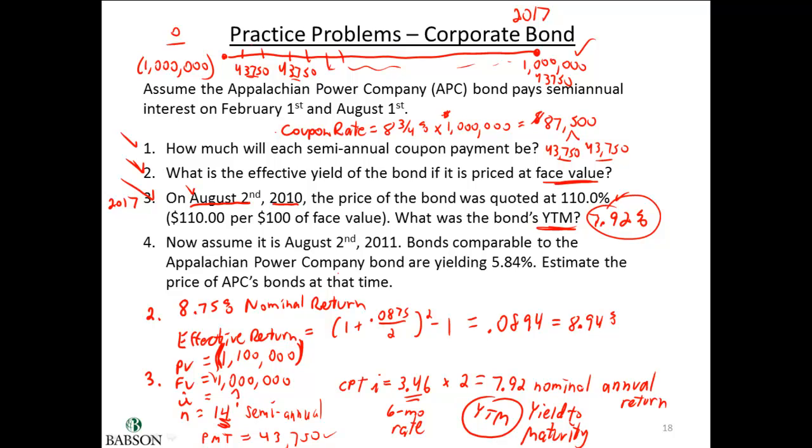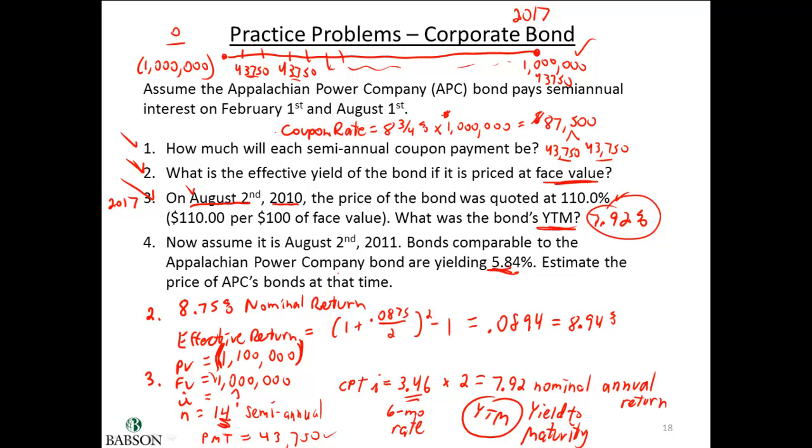Okay, so one more question for this problem. Fast forward a year. So now it's August 2nd, 2011. Bonds similar to this one are yielding 5.84%. So the question is, will that have an impact on the price of this bond? So I want you to think about that for a few minutes first.